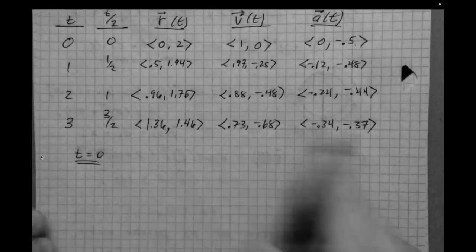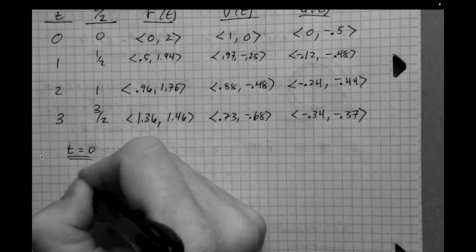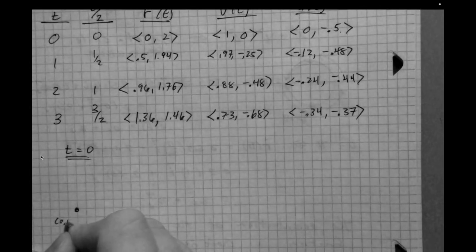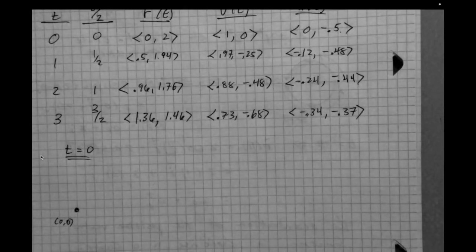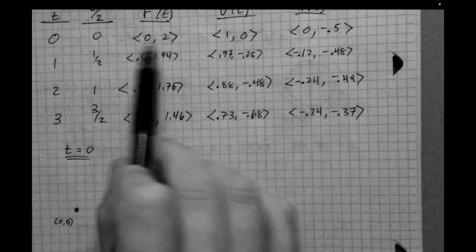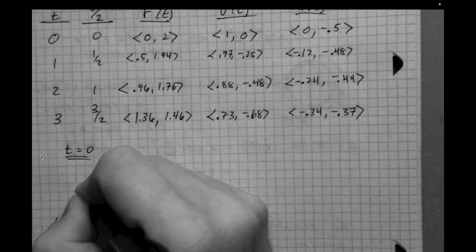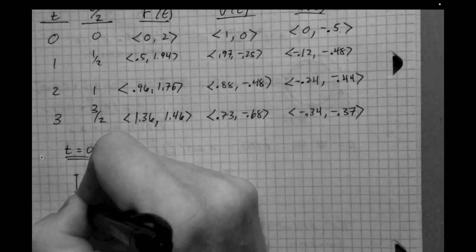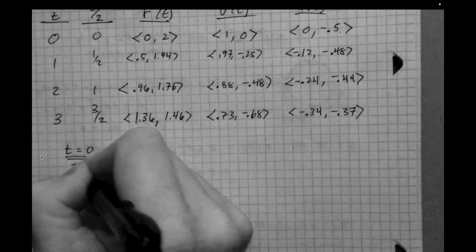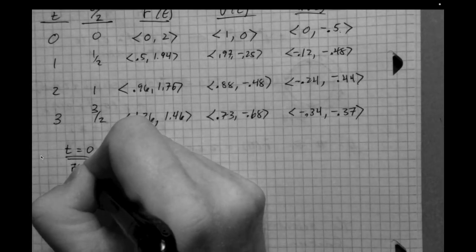Okay, so the position vector is at 0, 2. So I'm just going to denote that as 0. Okay, so this will be kind of 0, 0. All right, imagine the plane here. And so the position vector is at 0, 2. So we'll go up 2 and that's R of 0, sorry.